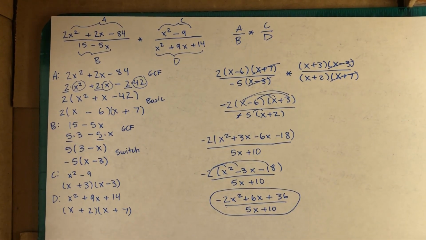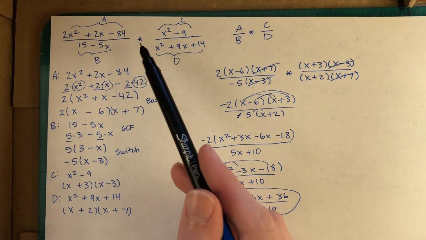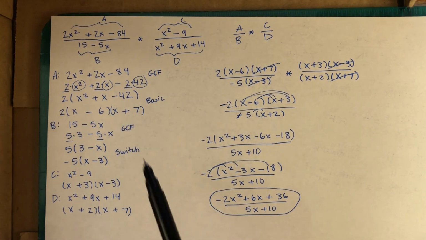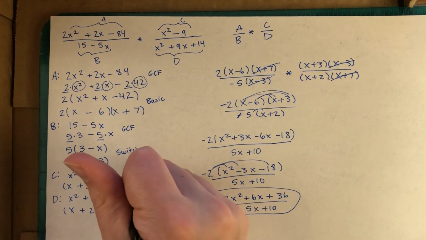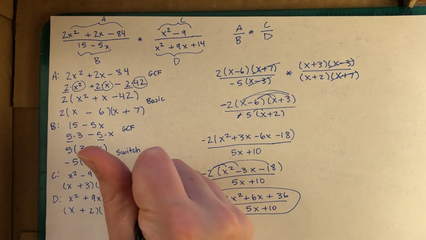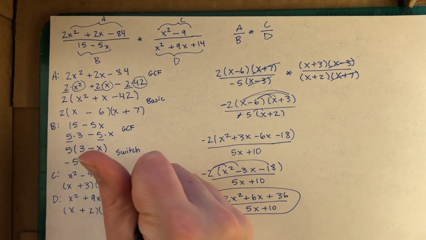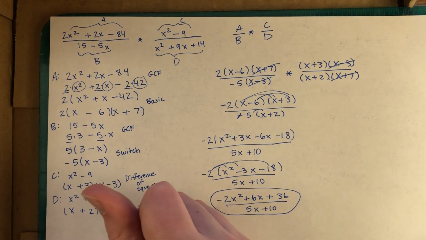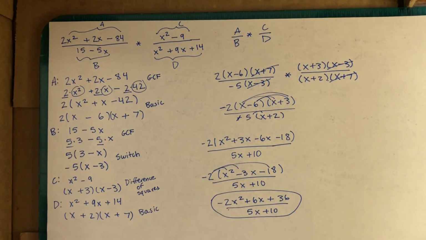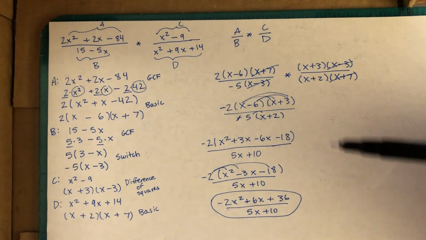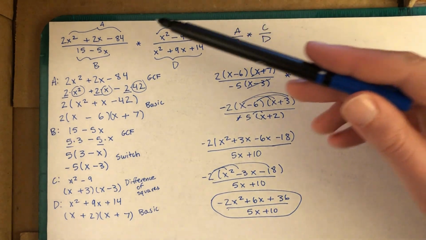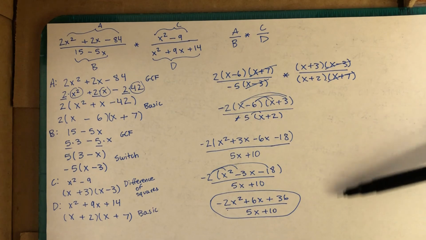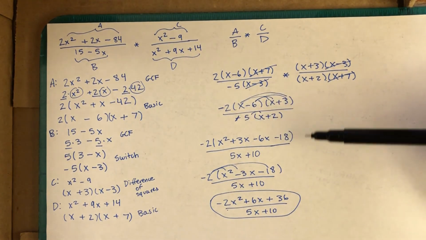So, once again, we factored each of these 4 pieces using the different methods we've learned about. This one was difference of squares. This one was just the basic method again. And then we put each of these pieces in the place that it came from, found the matching factors, canceled those. The rest of them we multiplied out.